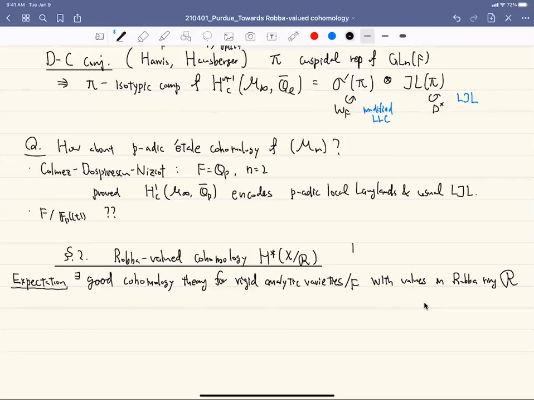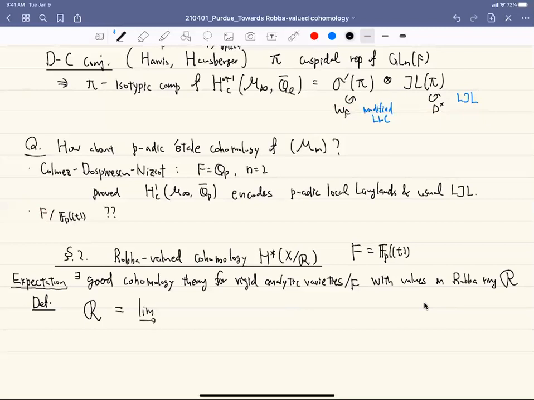I have to say that from now on I'm working in the local function field case, and for simplicity let me just work over F. I need to explain at least two things. First, what this Robba ring is, and why I want to construct a cohomology theory with values in this ring. So first, let me define the Robba ring. This is an important ring in periodic differential equation theory, or periodic analysis.